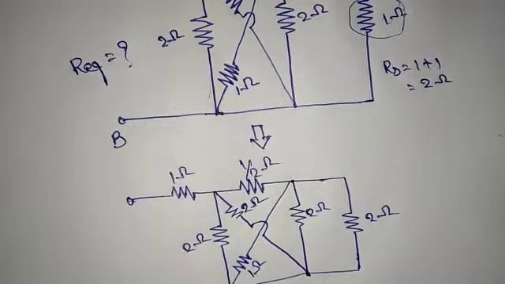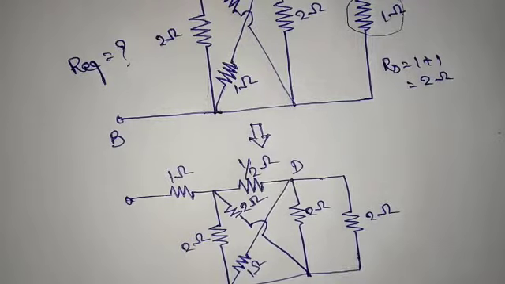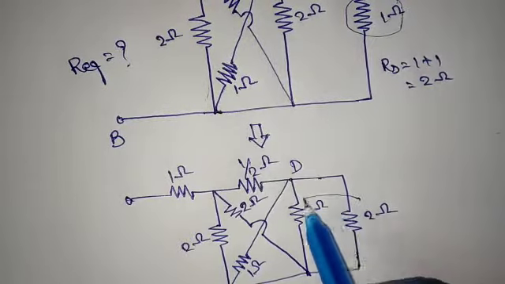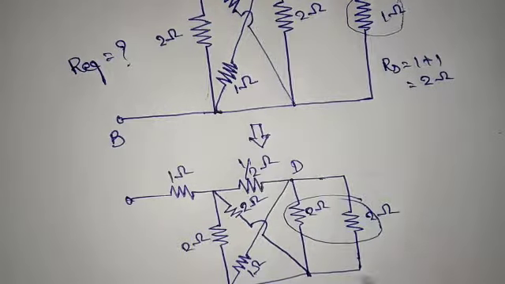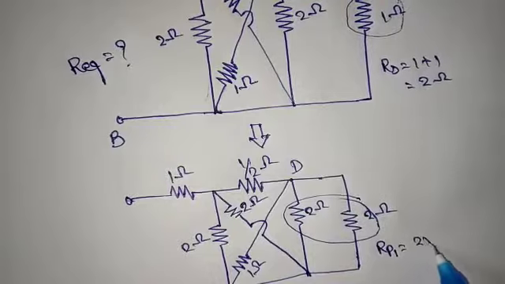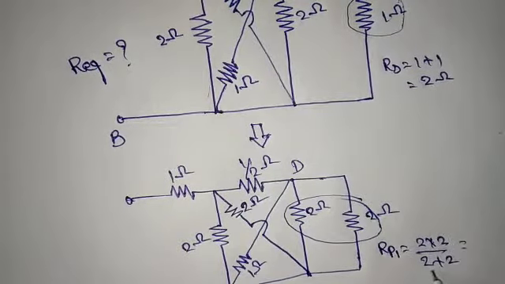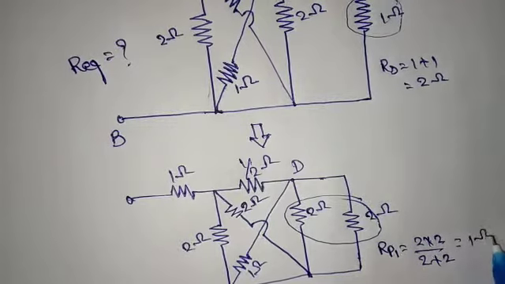Now we can see here that this point and this point will be different. Let us assume this is point C and this is point D. So between these 2 points, 2 resistances are there. If 2 resistances are there, these 2 resistances will be in parallel to each other. Yes or no? So we can write Rp1 is equal to 2 into 2 divided by 2 plus 2, that is 4 divided by 4, which is equal to 1 ohm.